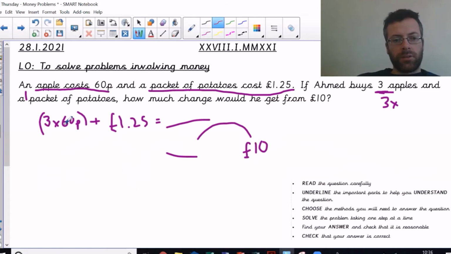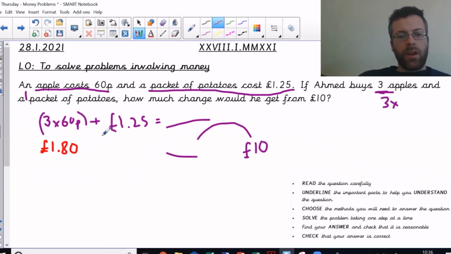Well, 3 times 60, 120, 180 is going to be £1.80. That's a really cool pound sign that I managed there. Plus this £1.25. So £1 and £1 is going to be £2. 80p plus that 20 is another pound. So that's going to get me to £3 plus the 5 pence. So that's £3.05.